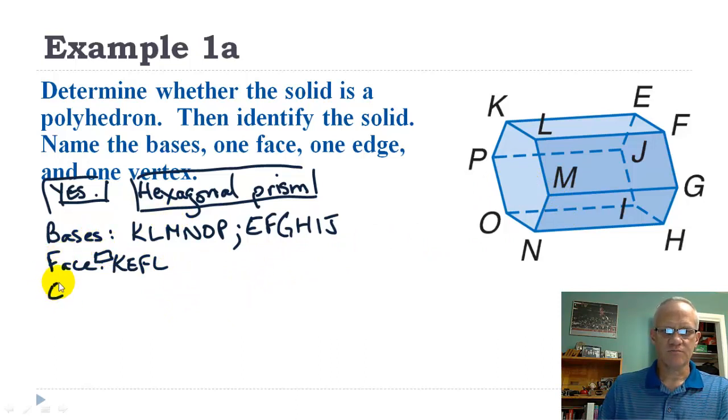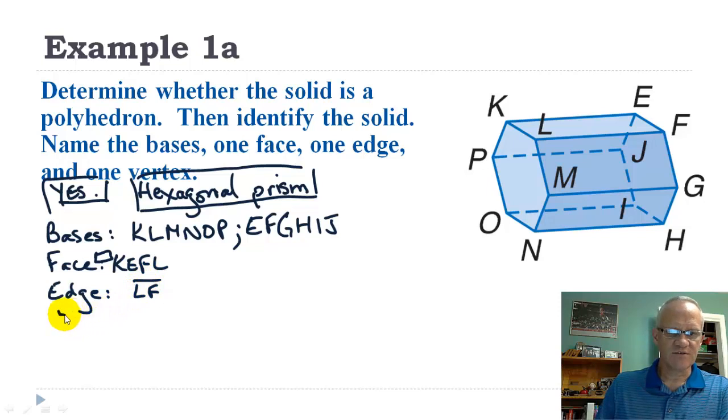An edge. All right, so an edge. How about this one right here? That edge right there would be line segment LF. So we could just say LF, line segment LF. You know, there's tons of other ones there. There's MG, there's FG, GH, and so forth. That's why I didn't want to get into naming them all.